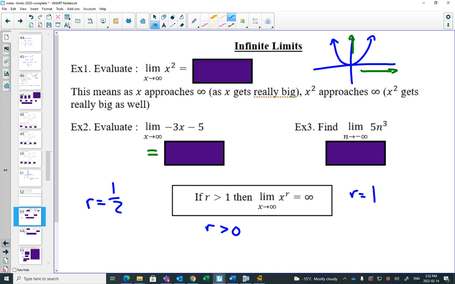Because if r is between 0 and 1, like if you think about what a third means as an exponent, it's a cube root. And even as x gets bigger, even if you cube root a bigger number, it keeps increasing as well. So this might have just been a typo. For sure, when r is bigger than 1, it works, but I believe for r bigger than 0, it would work as well.